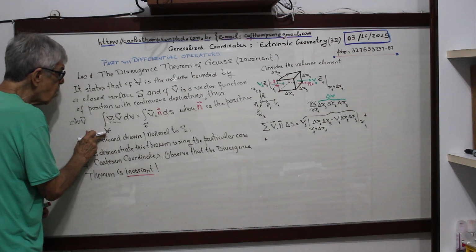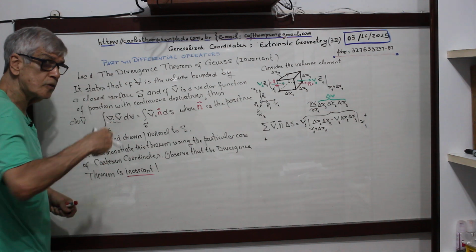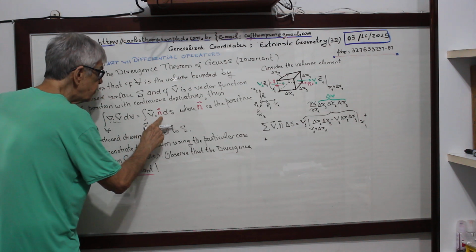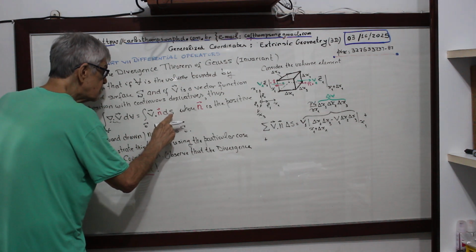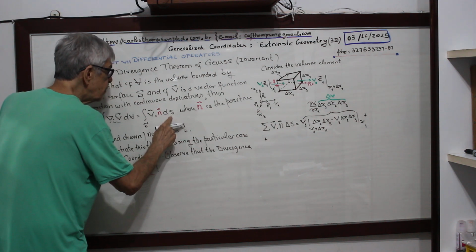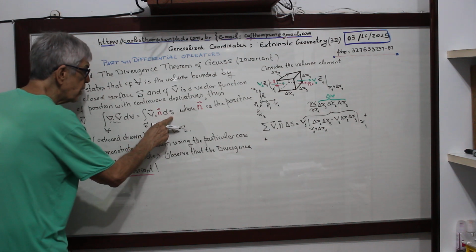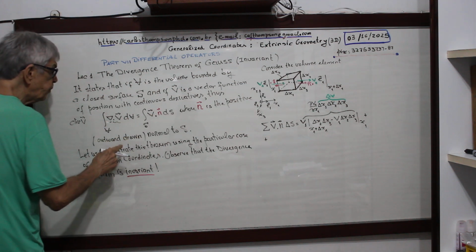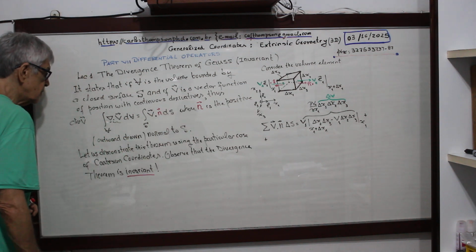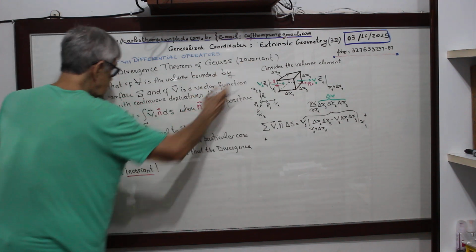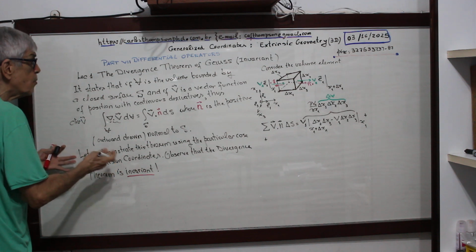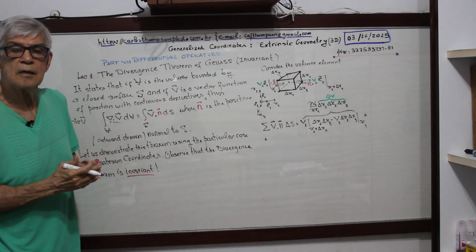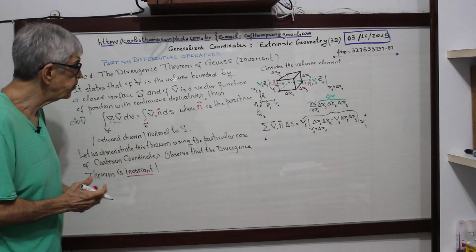This volume integral can be related, for a closed surface, to the surface integral of V dot n dS. dS is the scalar element of area, where n is the positive outward drawn normal to the surface S. Since this is invariant, we can demonstrate this theorem just using Cartesian coordinates. It will be the easiest way to do it.